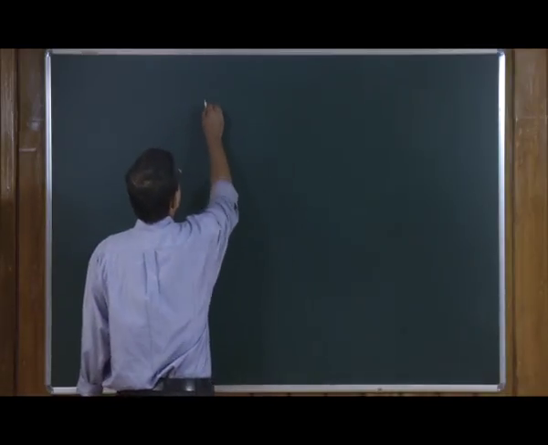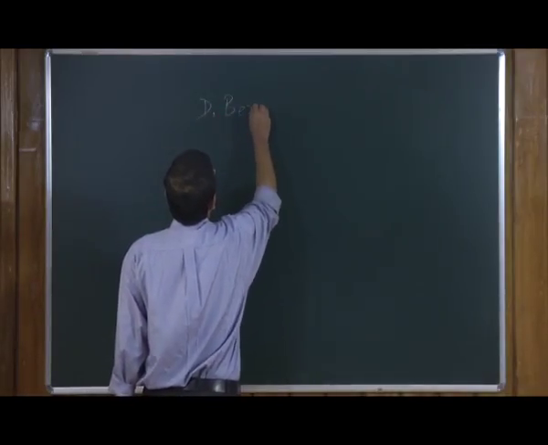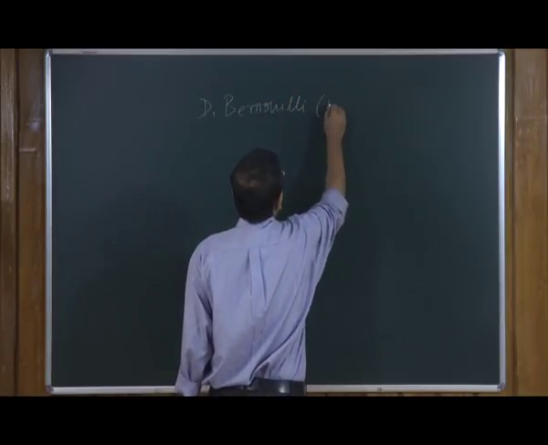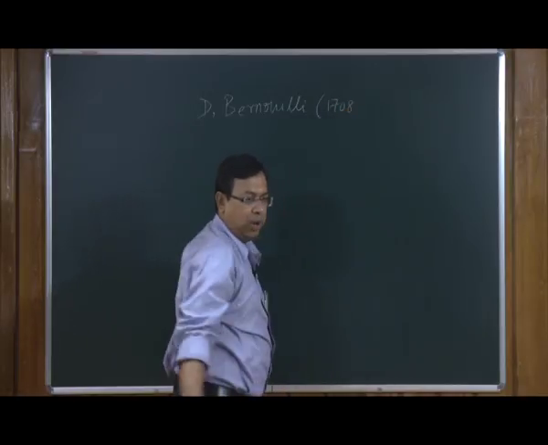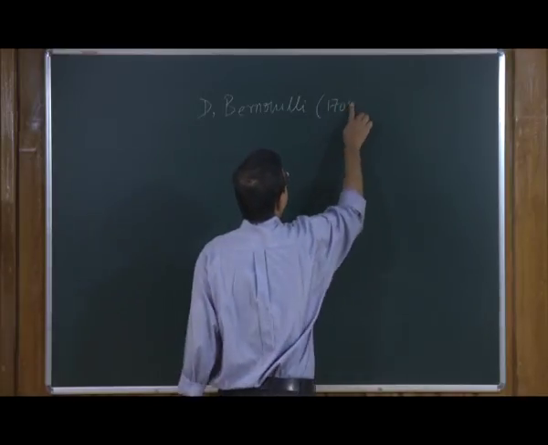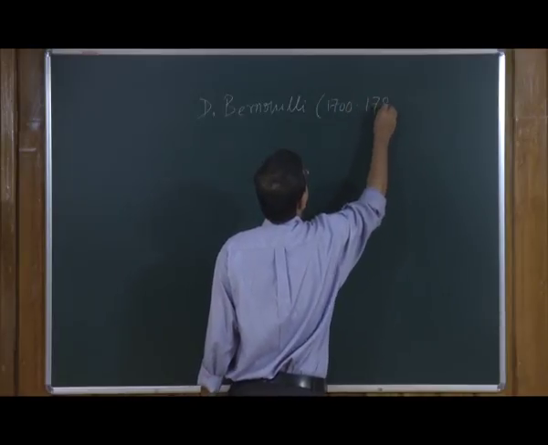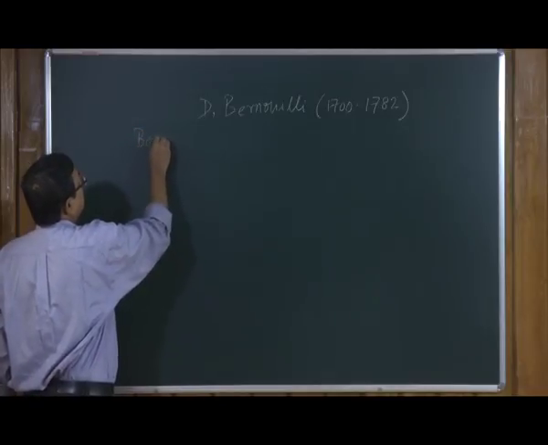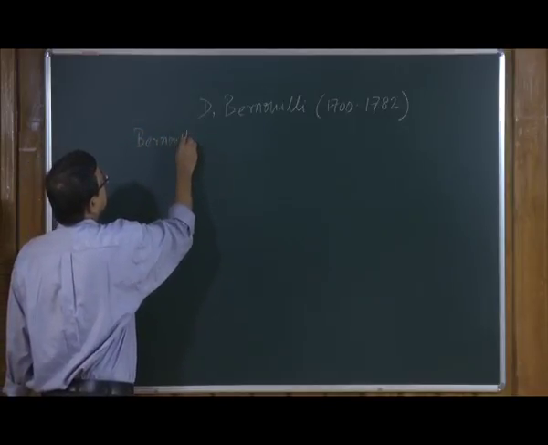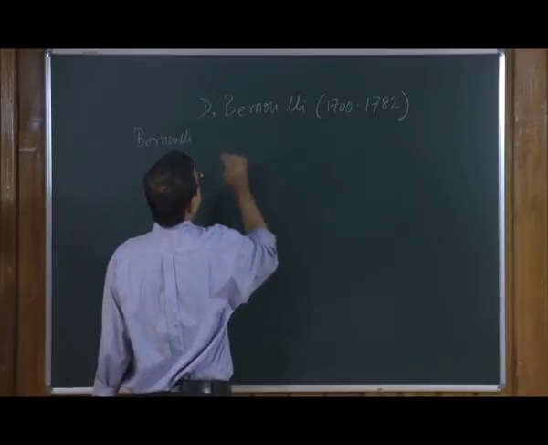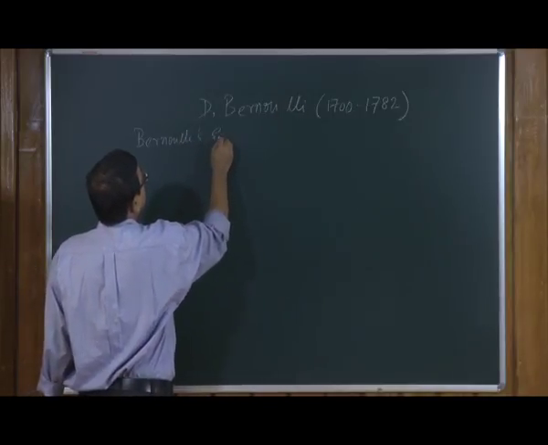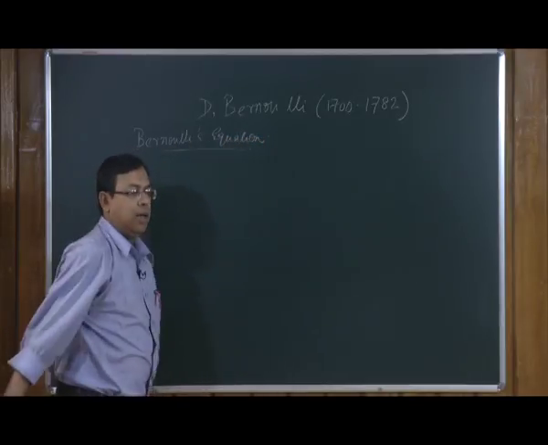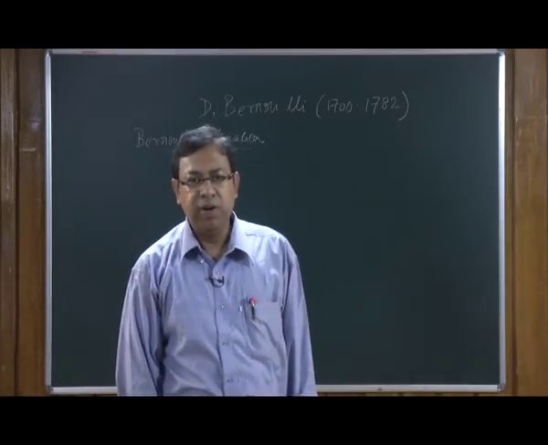He lived from 1700 to 1782. So, he wrote down Bernoulli's equation, which is simply a statement of conservation of energy.